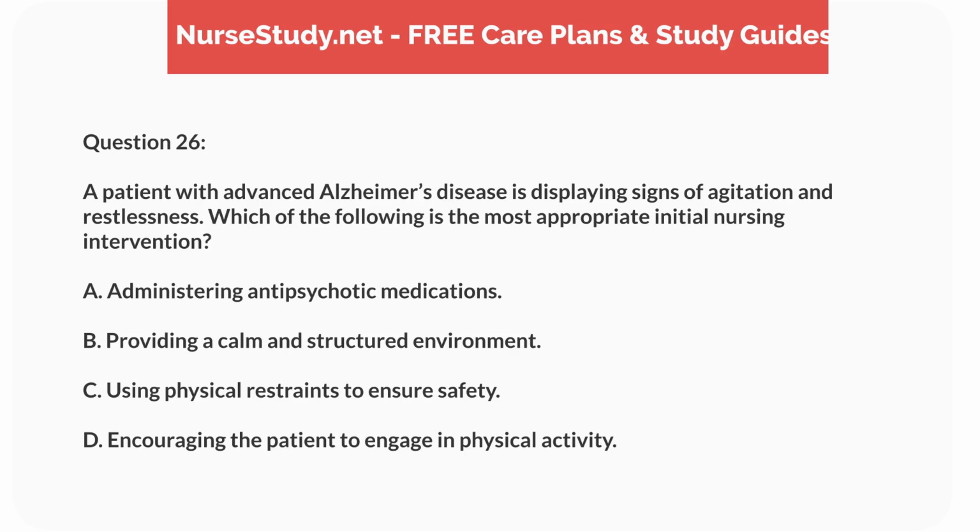Question 26. A patient with advanced Alzheimer's disease is displaying signs of agitation and restlessness. Which of the following is the most appropriate initial nursing intervention? A. Administering antipsychotic medications. B. Providing a calm and structured environment. C. Using physical restraints to ensure safety. D. Encouraging the patient to engage in physical activity.